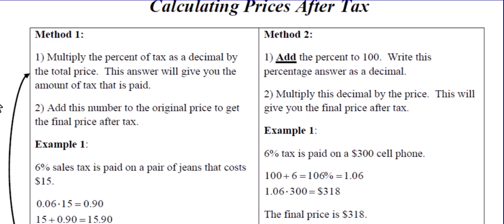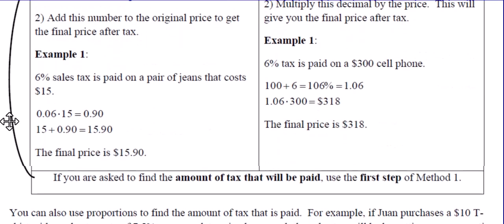I sometimes get students who ask me, do we need to add or subtract the numbers? Well, if it's tax, that's something that's being added on. So we're going to add the amount of the tax to the original price to get the final price after tax. There is an arrow here that basically says if you're asked to find the amount of tax that will be paid, use the first step of method 1. That's going to be more useful than doing method 2 and then having to kind of backtrack.